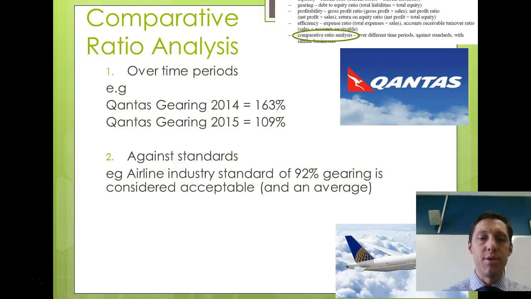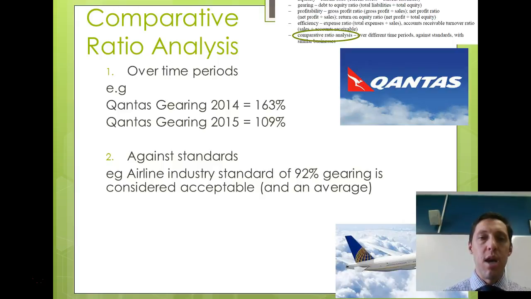The airline industry standard is to have a gearing level of around 92%. Now that's a very specific number, obviously, but that is a figure that's considered to be a benchmark within that industry. And you can see that given Qantas in 2014, they were nearly double that. So their gearing levels were far greater than most other businesses within that industry. They've managed to reduce that considerably in 2015 down to 109%, so they're getting closer towards what's considered to be a more industry benchmark. So that gives a really good idea about, what are other businesses in that industry doing in terms of gearing?